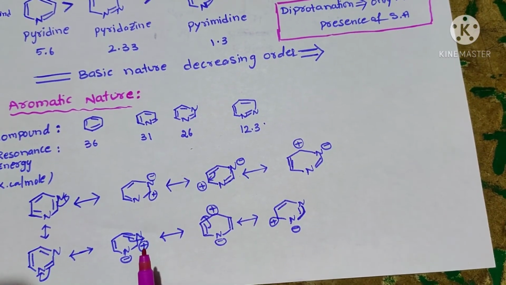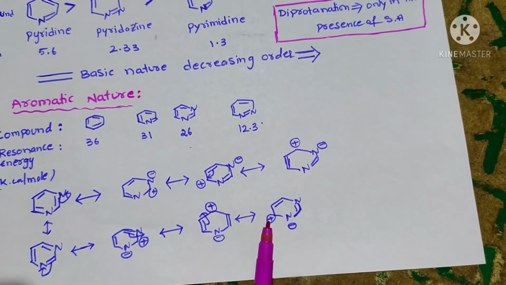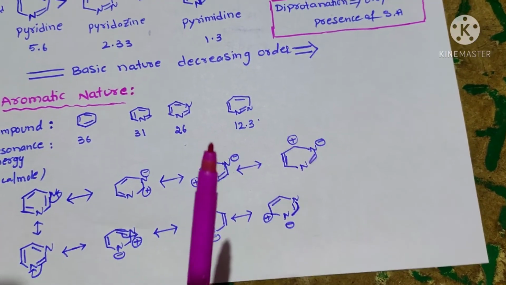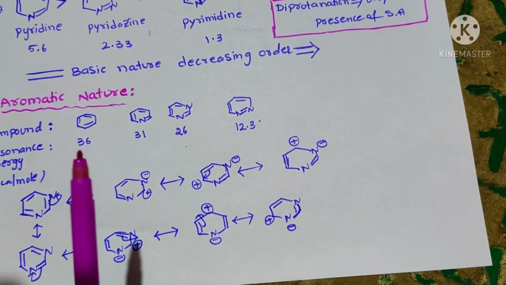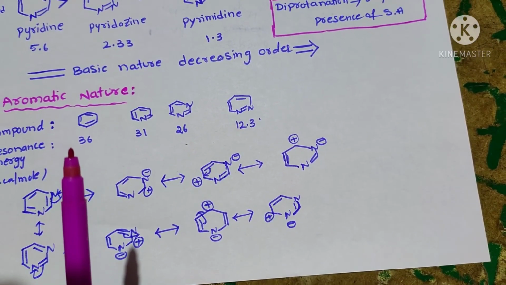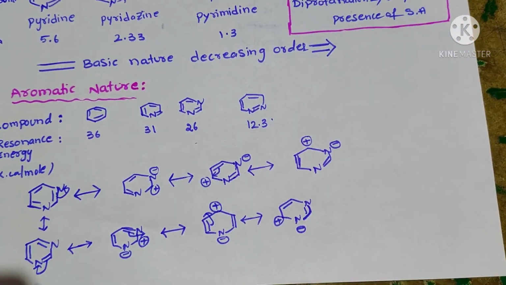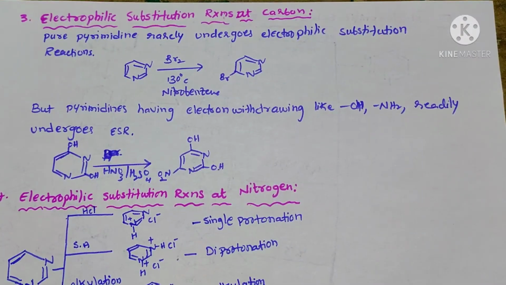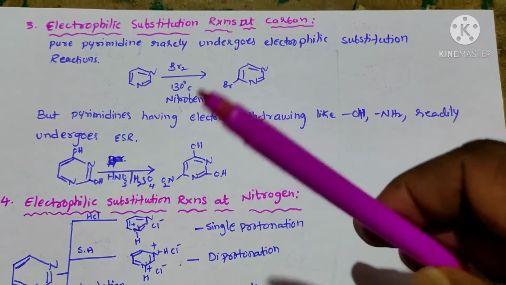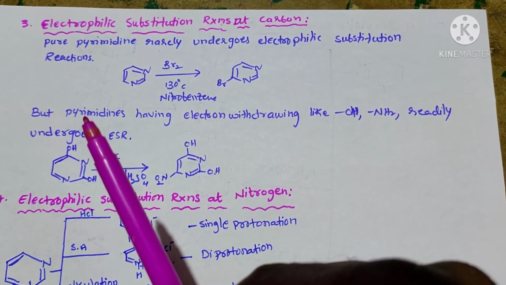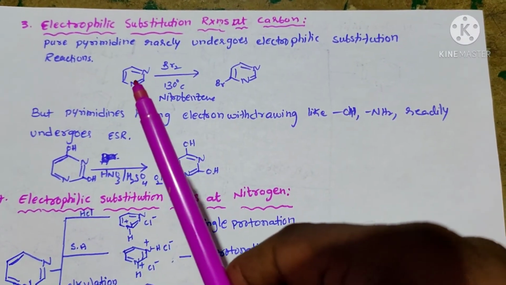Second carbon is there, and in this structure on the sixth carbon we are observing the positive charge. So 2, 4, 6 are prominent places for the nucleophilic attack. As we have learned, carbon is not getting any negative charge in the pyrimidine, no?